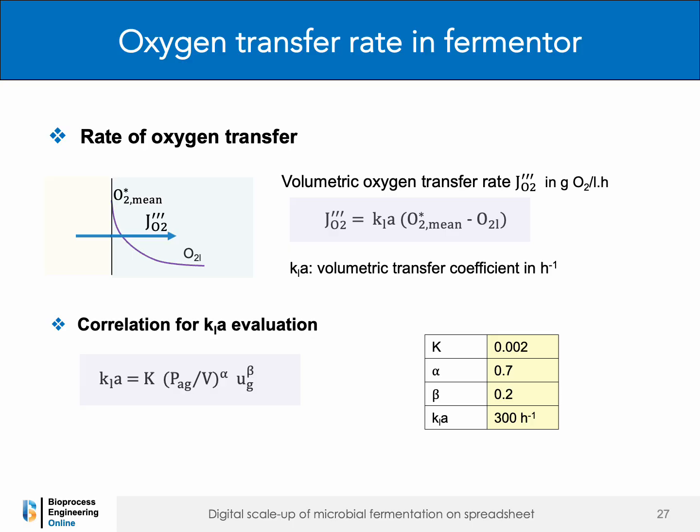In the 100 cubic meter fermenter considered here, with a volumetric power input close to 1 kilowatt per cubic meter and a superficial gas velocity around 0.07 meters per second, the KLA is estimated to be approximately 300 hour minus 1.